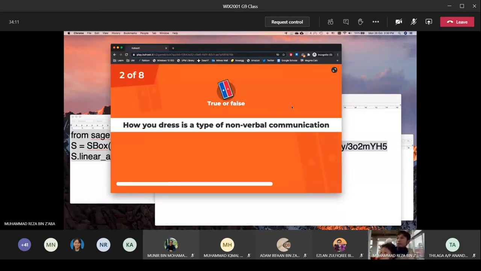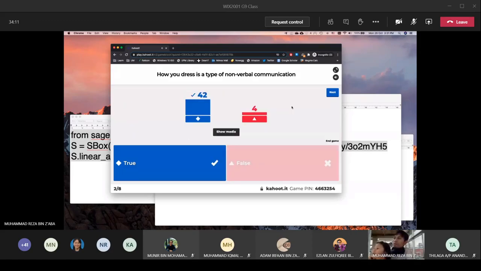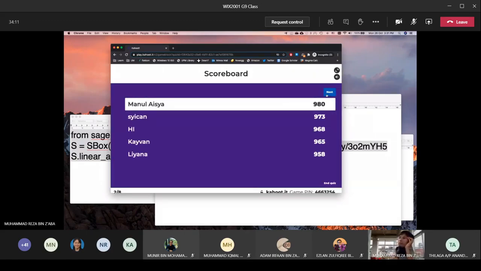Okay, true or false? How you dress is a type of non-verbal communication. Is it true that how you dress conveys some information? It's a type of non-verbal communication. For example, in the West, if you're attending a funeral, normally people would wear dark colored clothes, like in the funeral of Tony Stark, where you see all of his friends wearing dark colored clothes. Okay, we're almost at landing.